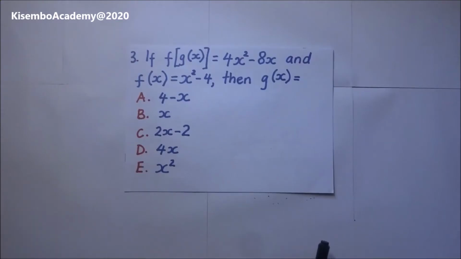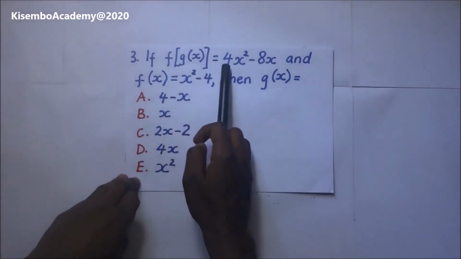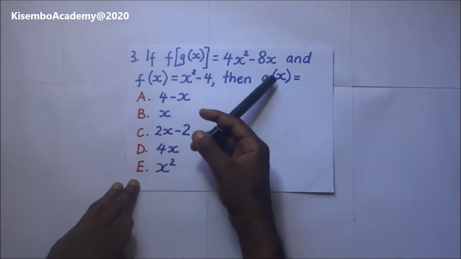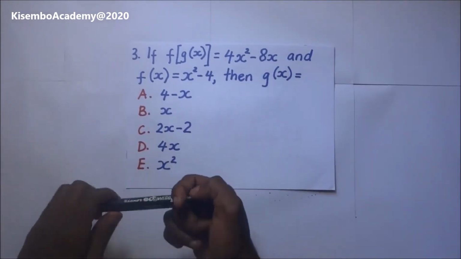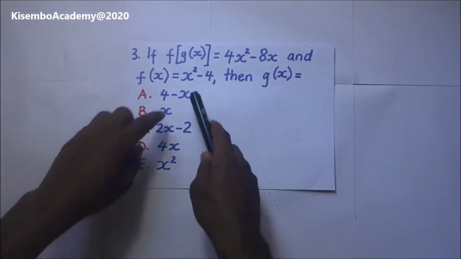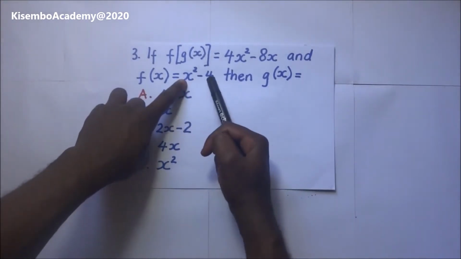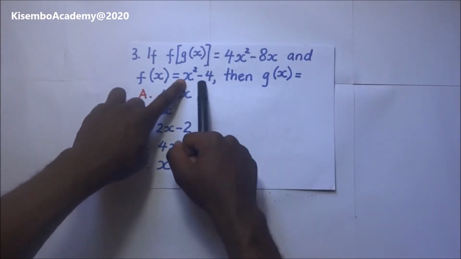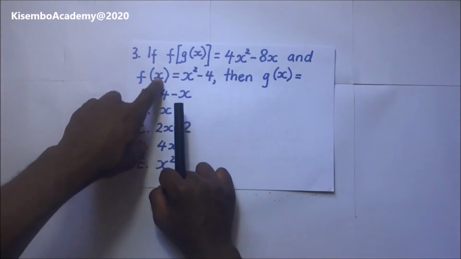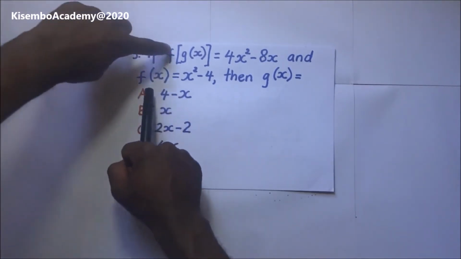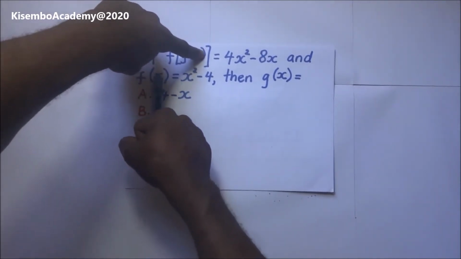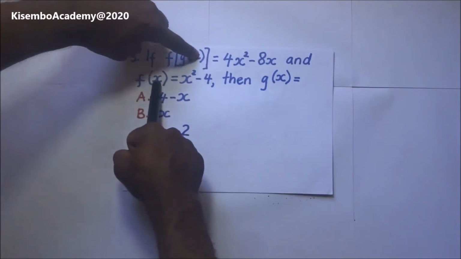And then we have this question. If this composite function f of g of x is given by 4x squared minus 8x, and f of x is x squared minus 4, then what is g of x? So we have been given f of x: f of x is x squared minus 4. According to this expression, the input for f in this case was another function that we are calling g of x. So the question is, what is this function g of x?